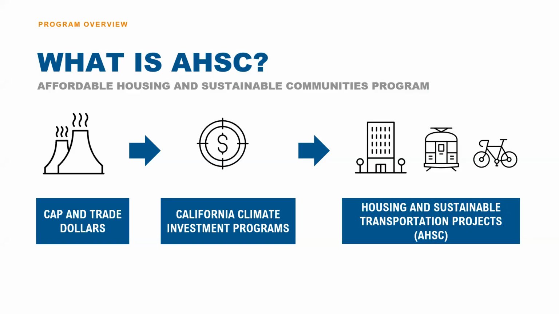Fundamentally, AHSC is one of many of California's suite of cap and trade programs, also known as California Climate Investment Programs, or CCI. The program receives its revenue from quarterly auctions where pollution allowances are purchased. The revenue generated from those allowances is then funneled into the Greenhouse Gas Reduction Fund, and from there into CCI programs like ASIC. At its core, then, the ASIC program is a greenhouse gas reduction program. This program funds projects designed to reduce greenhouse gas emissions through a reduction of vehicle miles traveled. Keep that in mind when thinking about what makes an ASIC application competitive.